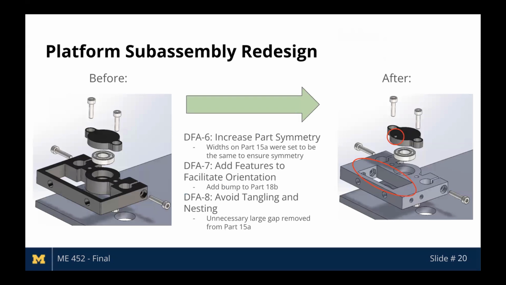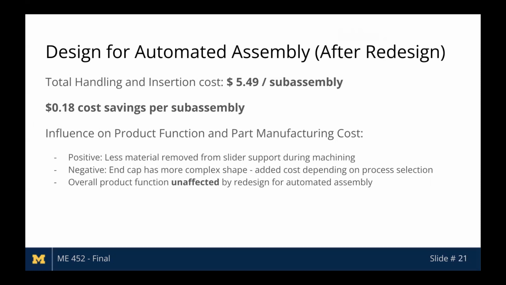For our redesign, we increased part symmetry, added features to facilitate orientation, and adjusted our parts to avoid tangling and nesting, as shown in the before and after images. And after our redesign, the total handling and insertion cost was $5.49 per subassembly, which was an 18-cent cost savings.